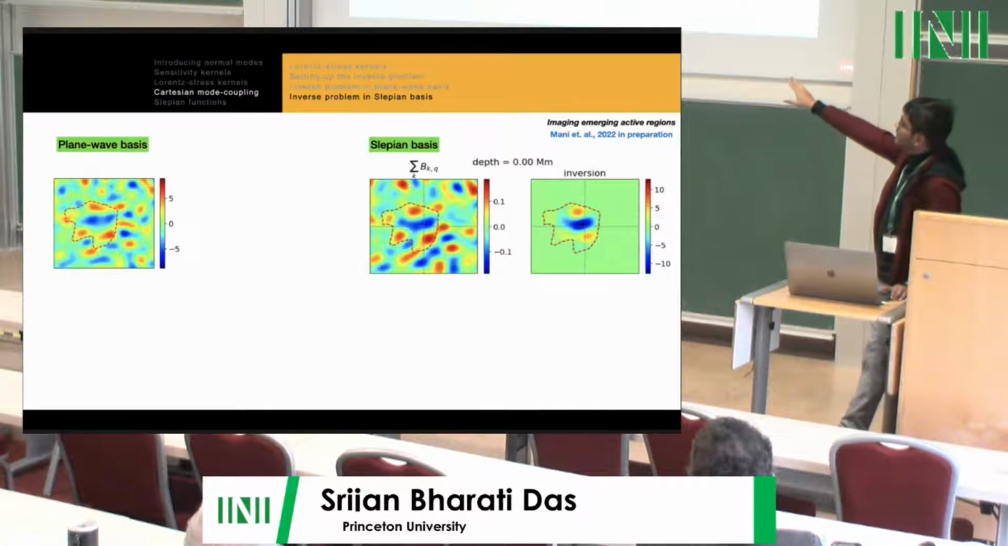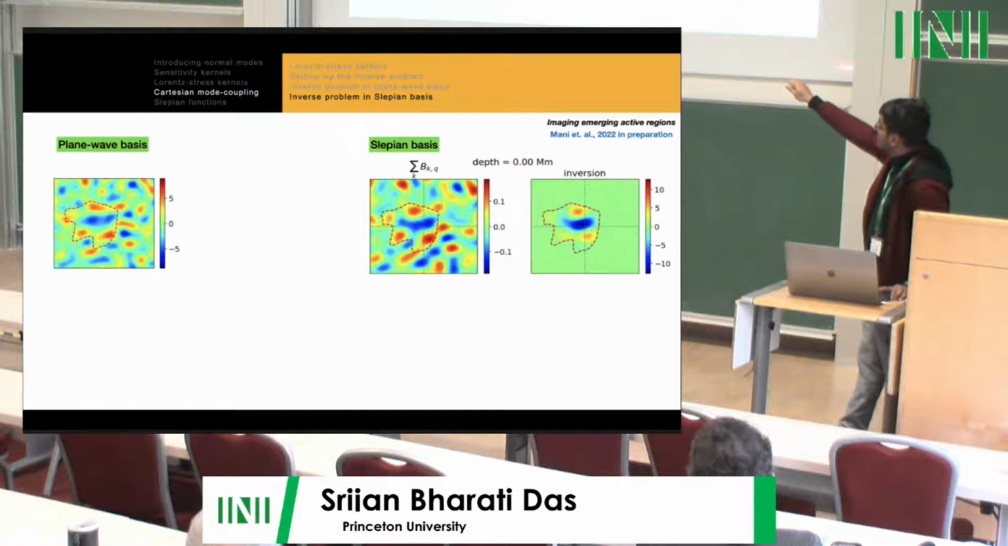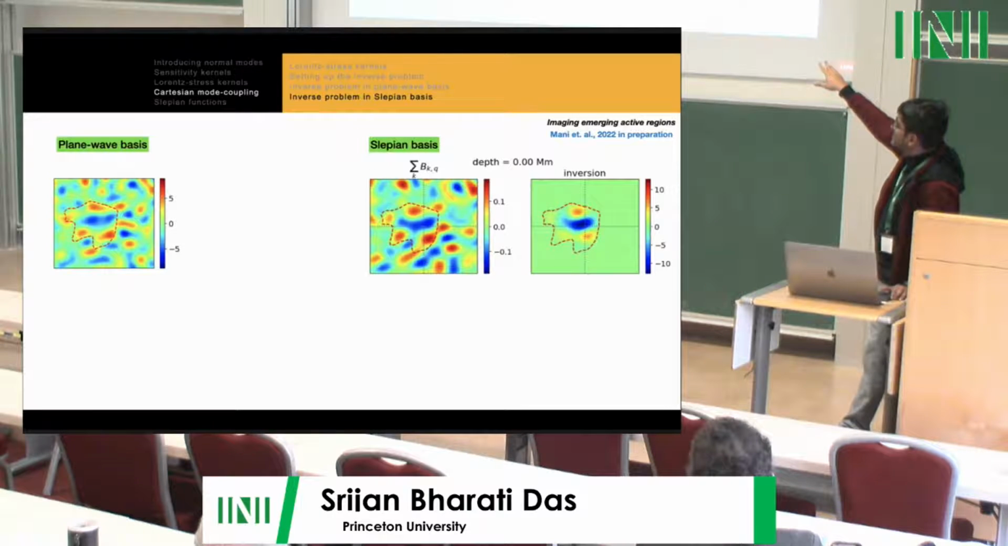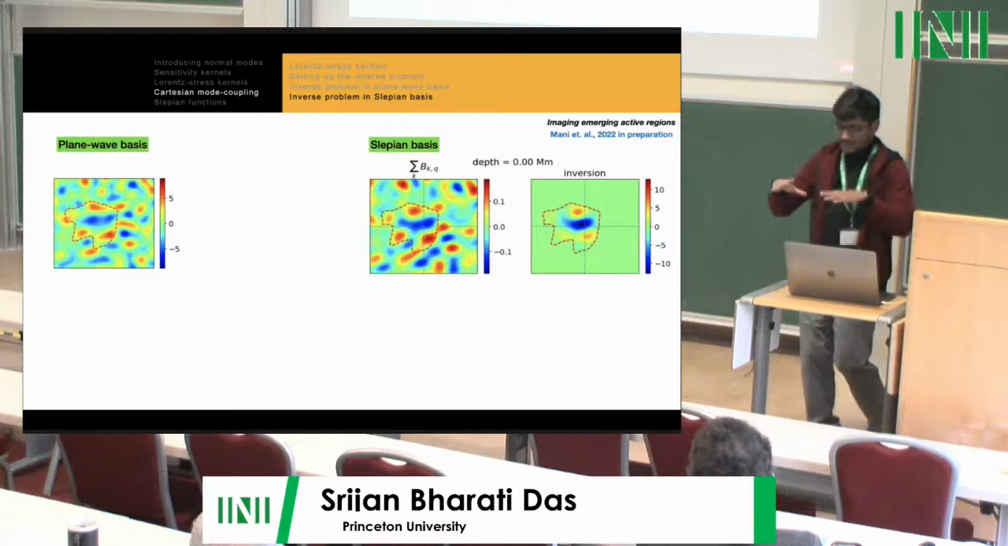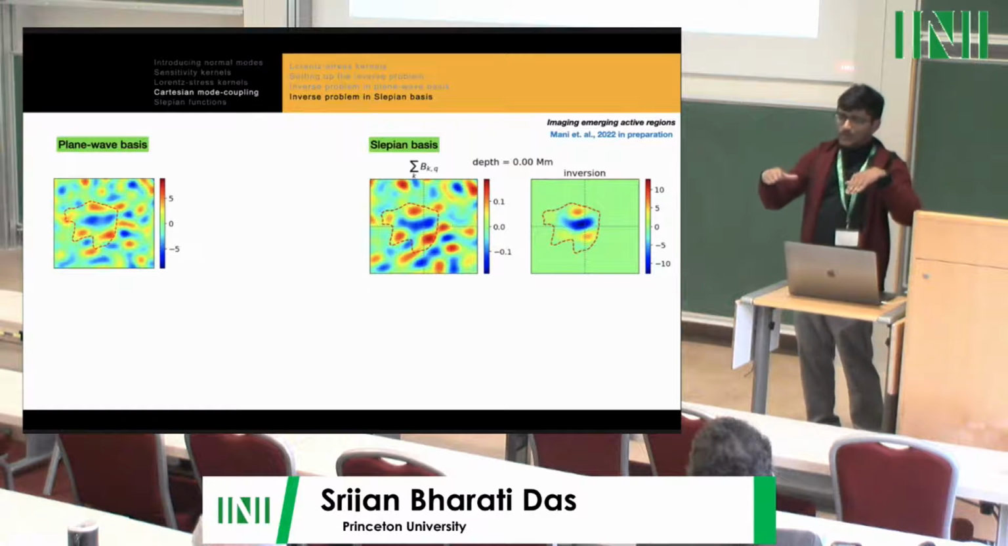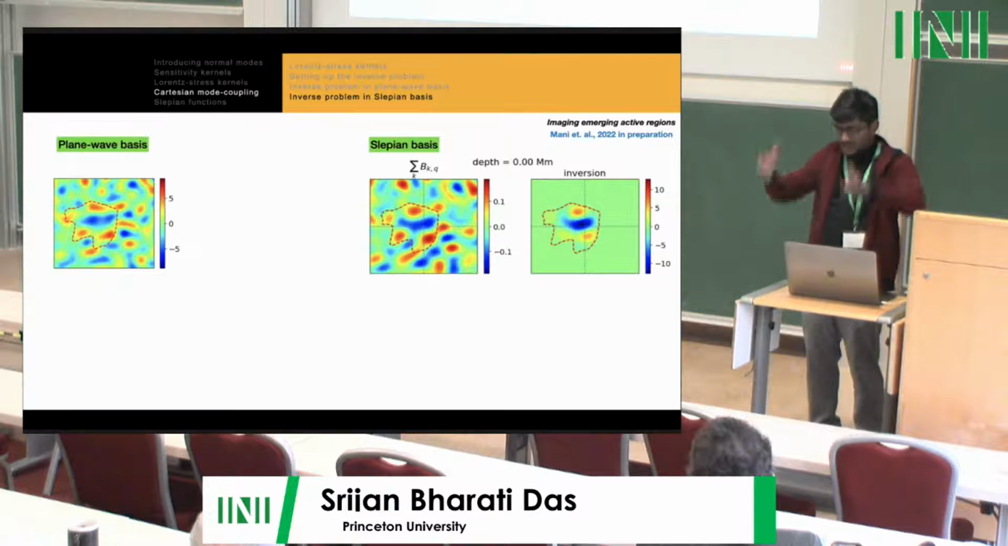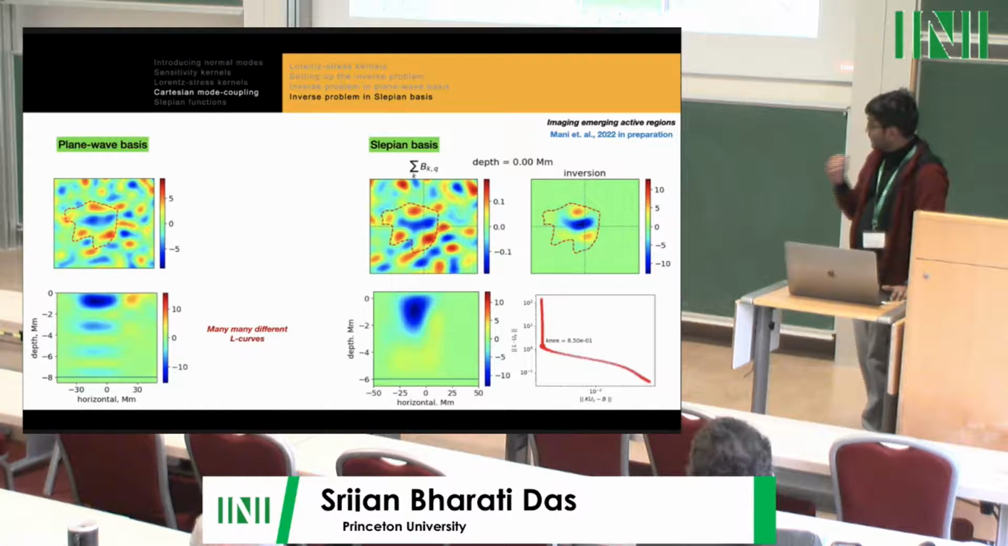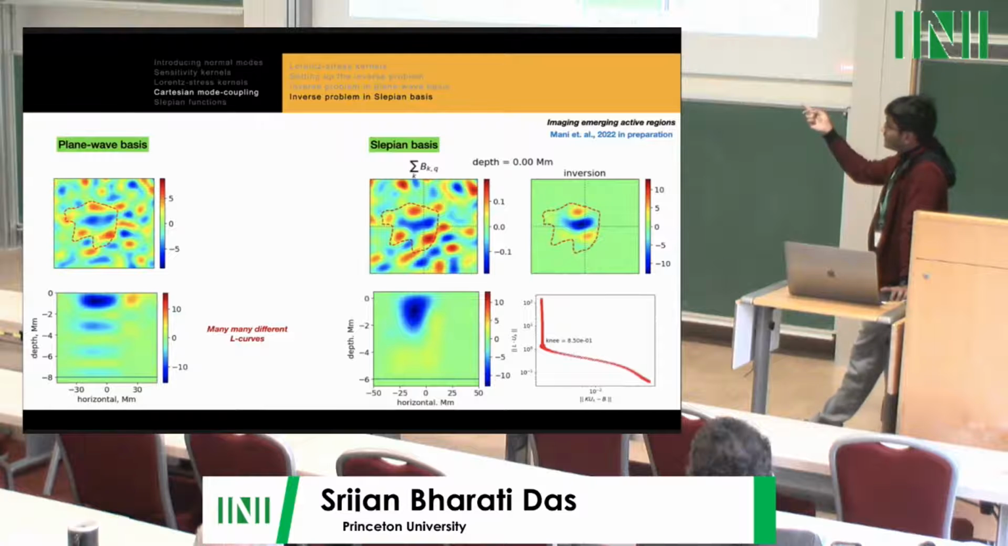So on the left, we have a reconstruction from the plane wave basis. In the middle, we have a Slepian basis. At least on the surface, they look fine. But inversion is not only about getting what you have at the surface, but also what's there in the depth. So if we use plane waves, what we have on the left looks like that.